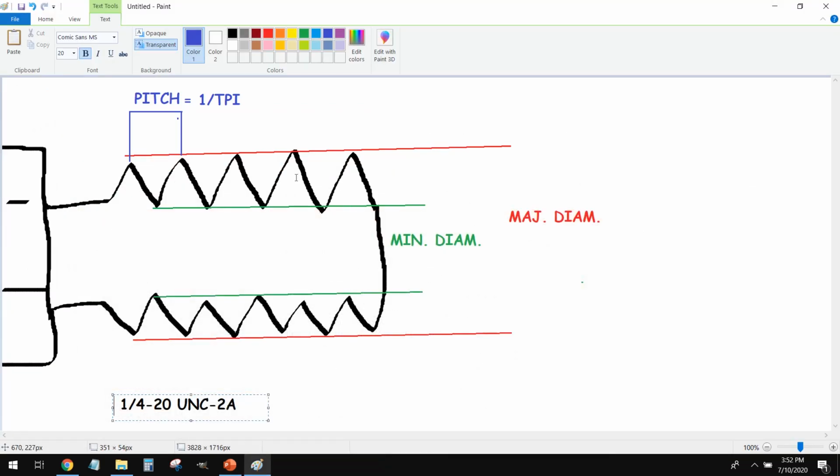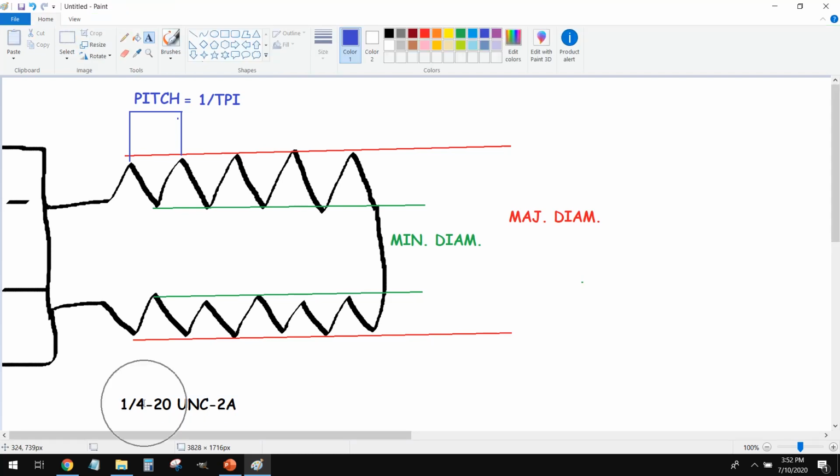So, when we look at a thread, there are a few numbers that we have here. This 1/4 20, the 1/4 inch right here, or this first number, whatever it happens to be, this is what we call our major diameter. This is the largest size this thread will be. And on this male thread that I have here, it's the distance from peak to peak.